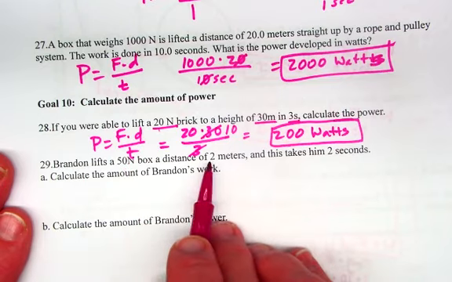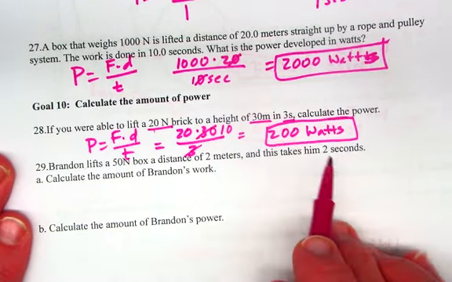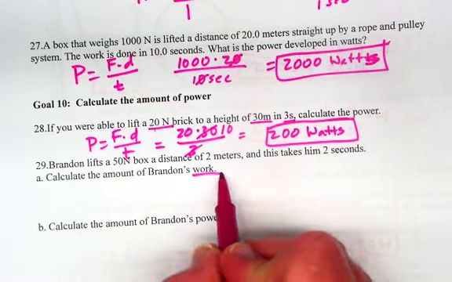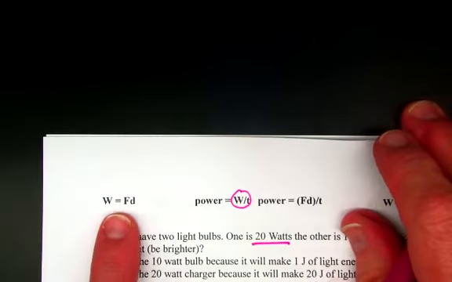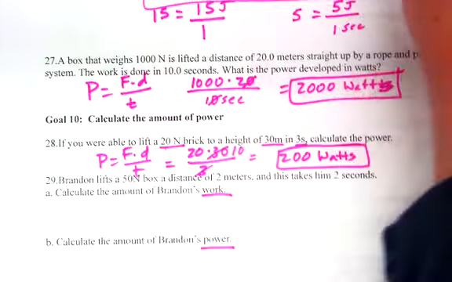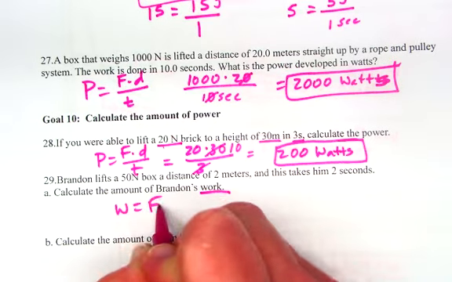Problem 29. Brandon lifts a 50 Newton box a distance of 2 meters. It takes him 2 seconds. So you got to be careful. The first question is work. The second question is power. So look at the work equation. Force times distance. So work equals force times distance.